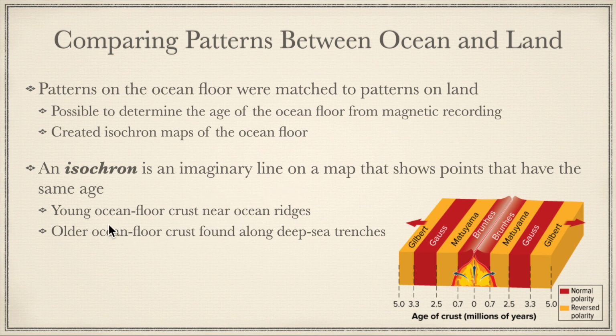Okay, so young ocean floor crust tends to occur near the ridges, like we have 0 to 0.7 million years here. As you get further away, it gets older and older. So this goes from 0 to 0.7 to 2.5 to 3.3 to 5 million years old. Now the older crust, again, is found along the deep sea trenches. It's found the furthest away from the ridges, or along the deep sea trenches or near continents.